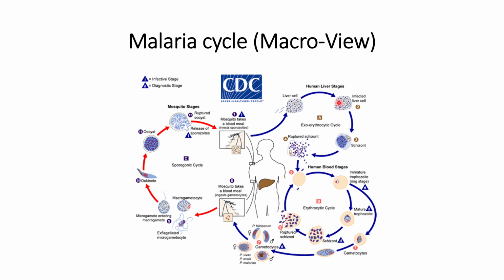So this is how the malaria cycle in macro view happens within the mosquito and also within the human beings. If you need to understand more in detail, you can go through the reference that has been provided in the description. It is basically taken from a CDC website.